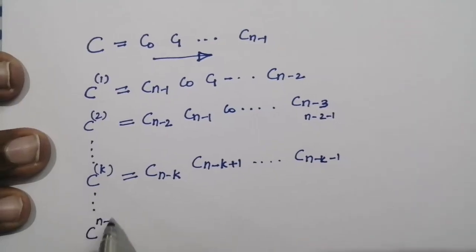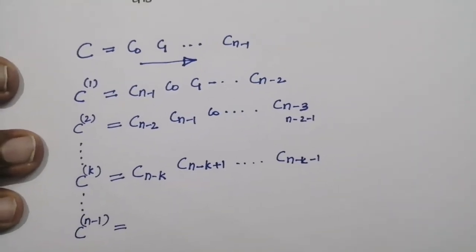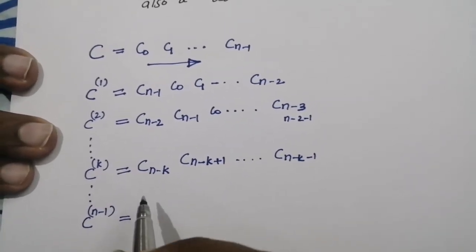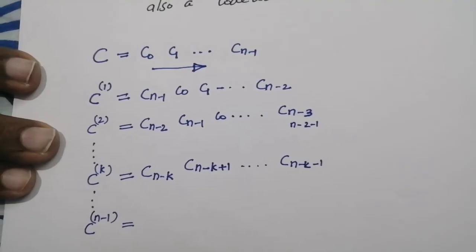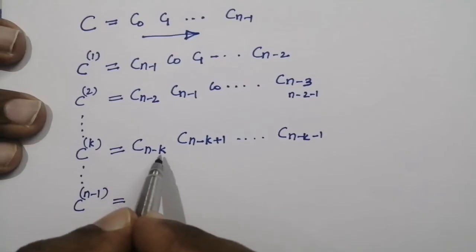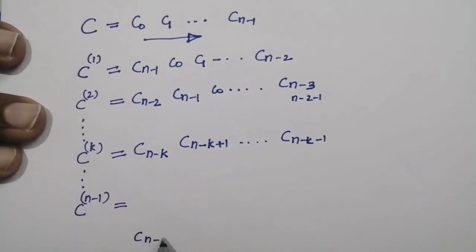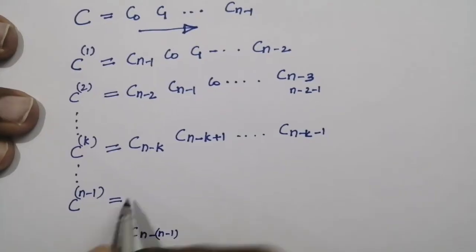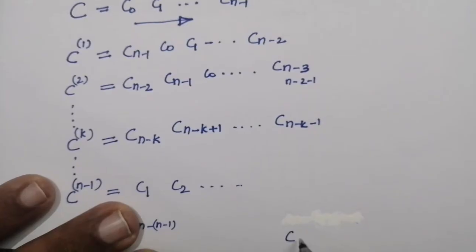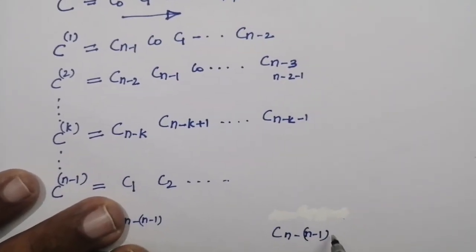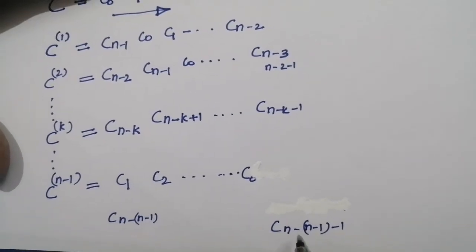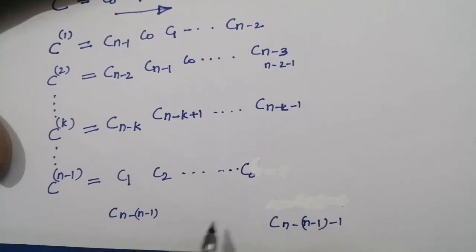Now, what about C of n minus 1, that is, n minus 1 cyclic shifts to the right? What will be the first bit? The first bit for k shifts is Cn minus k, so for n minus 1 shifts it is Cn minus (n minus 1), right? So that will be equal to C1, C2, etc., Cn minus 1 minus 1. That is, n cancels, and then C of 1 minus 1 is C0.